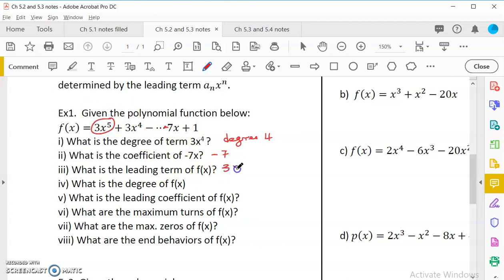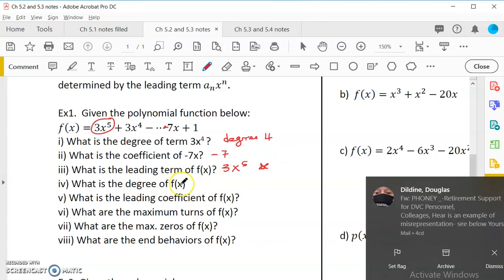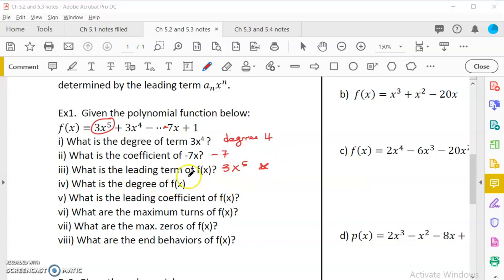Leading term is 3x to the 5. So this is really important. What is the degree of f of x? The degree is the same as the leading degree. What's the leading degree? Leading term's degree is 5. So the whole polynomial also has degree 5. What's the leading coefficient? Leading coefficient is looking at the leading term, 3. What's the maximum turns? I have x to the 5, so I can turn 4 times.